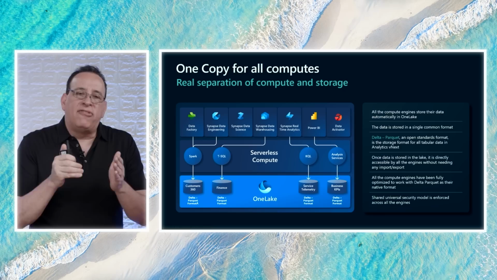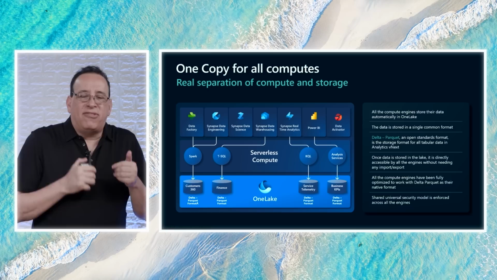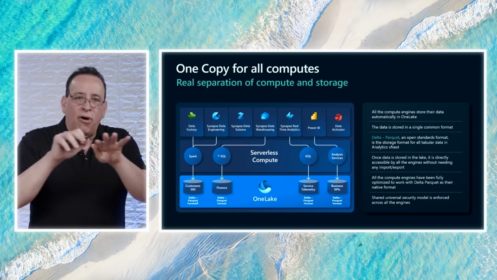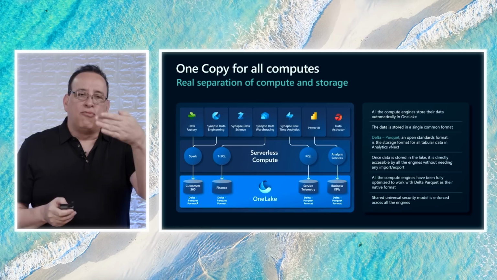And we optimize each one of our compute engines in order to work natively with this Delta Parquet format. So it doesn't feel slow. It's fully optimized. In fact, there is no other format but Delta Parquet. So we have all these engines that are sharing the same format. One copy is good for everything, but as they go and need to read the data, we need to make sure that we are having just one security model.